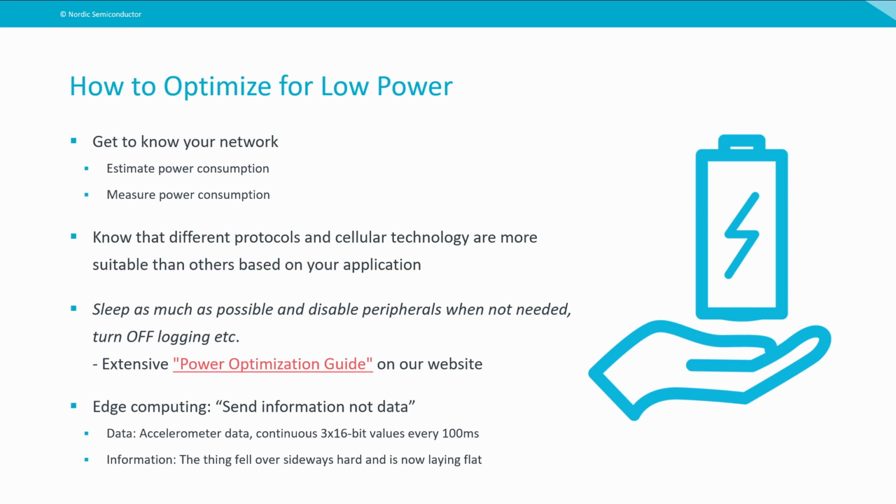And some other things that you need to think about is, for example, for edge computing, you need to send information and not data. What we mean by this is you have an application with an accelerometer sensor on board, and instead of sending all this data continuously, you turn on the radio, use a lot of current, and it stays on for a long time because you have to send all this data. But instead, send the information.